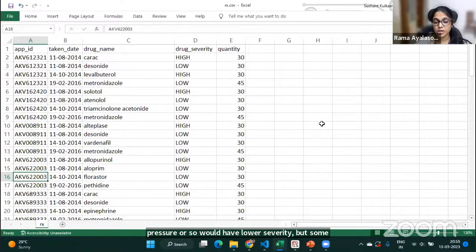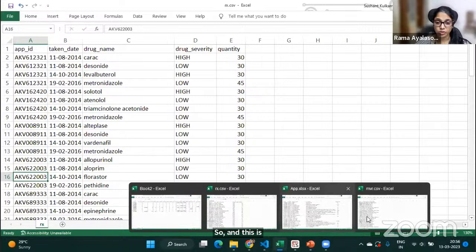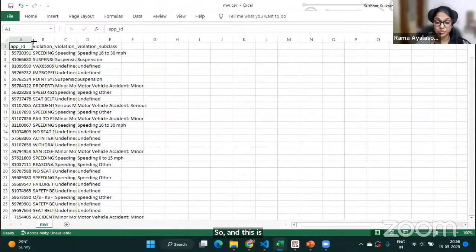Followed by what is the quantity taken, how many drugs a person is taking, and then the fill rate as well. You'll have other information. When was it last filled? What is the supply of drugs, and so on. And this is all only sample information. As we move on, we'll also look at the MVR data.